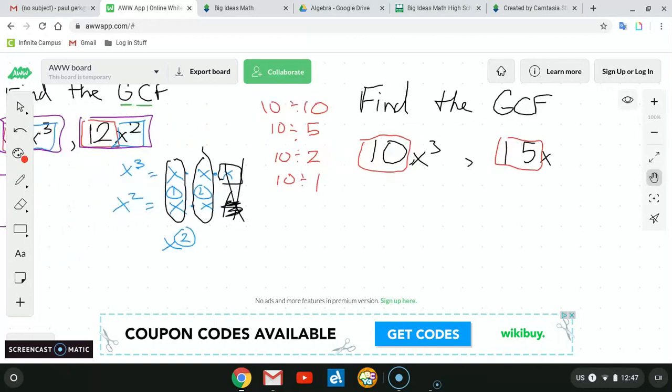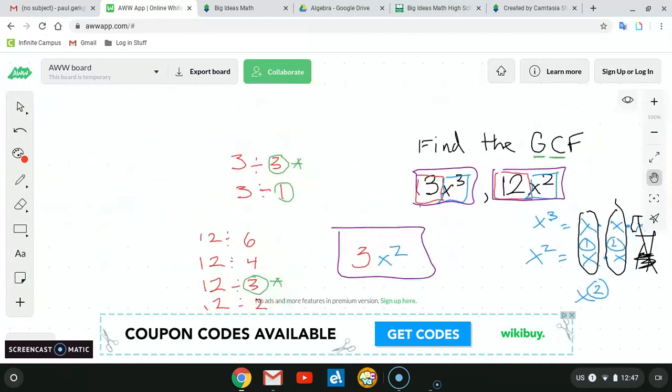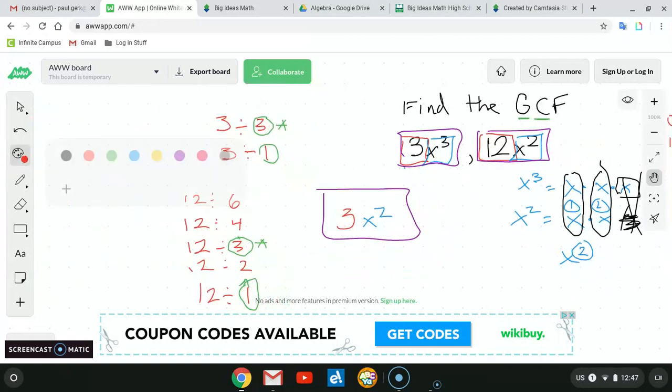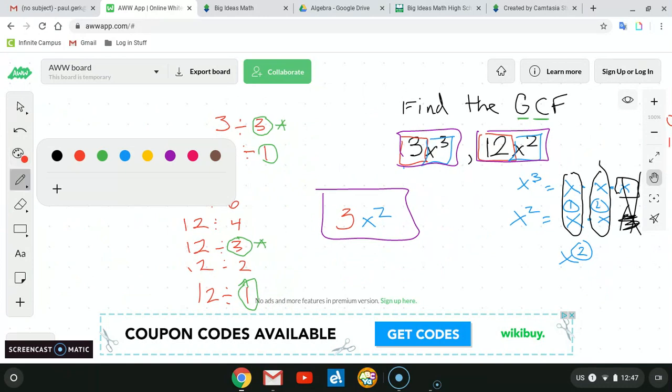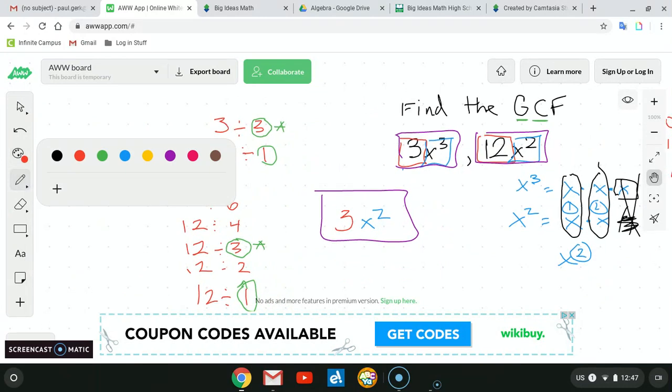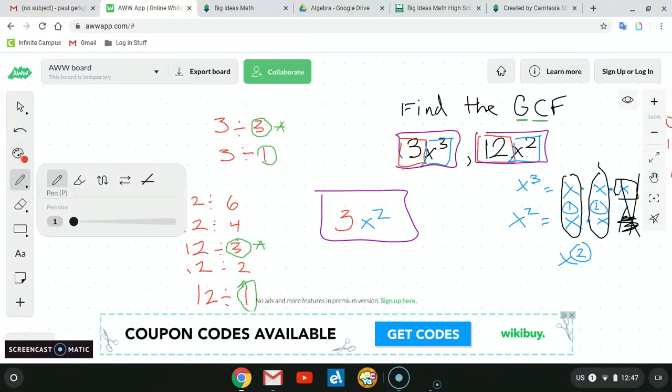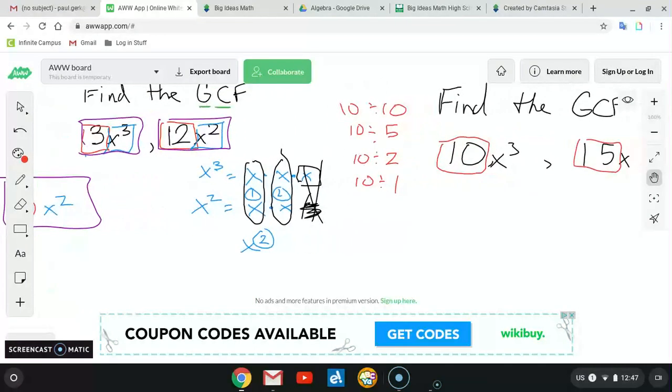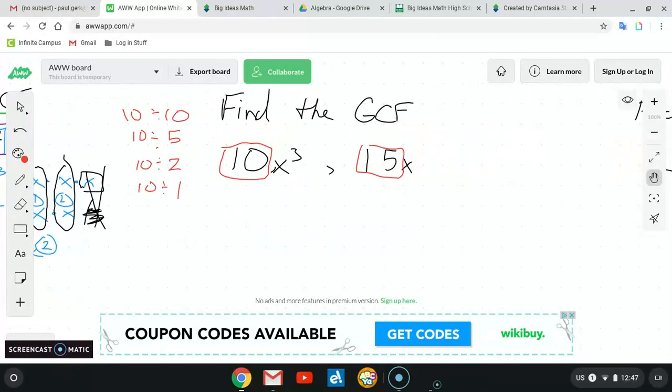Sorry. So if we go back to these previous ones, I should have had 3 divided by 3, and I also should have done 12 divided by 12. Sorry, that wouldn't have changed our answer, but I should have had that in there. All right, coming back. So I can divide 10 by 5, by 2, and by 1.